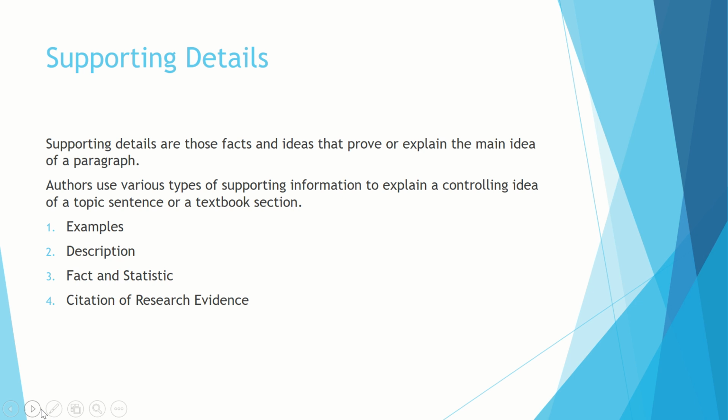There are four types of spotting details. First, examples, which give us an example of the detail that supports the main idea of a paragraph. And there are descriptions. Here, the spotting details use a description to give a proper explanation of the main idea.